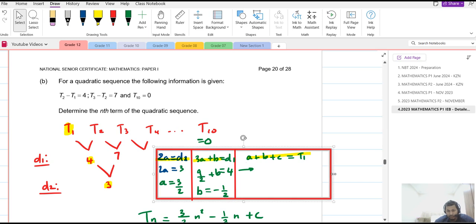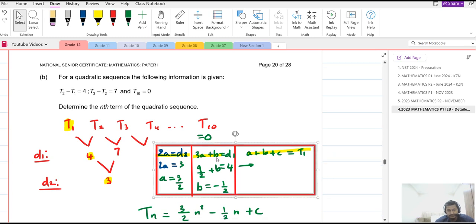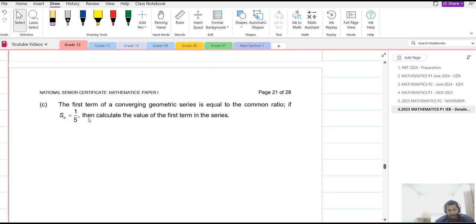Now moving on to the next question. The first term of a convergent geometric series is equal to the common ratio. First term is equal to common ratio. So we know we have term 1, term 2, term 3. Term 1 is a, term 2 is ar, and term 3 is ar squared. Now remember common ratio is r, but now they're saying r is equal to a, because the first term is a and a is equal to the common ratio.